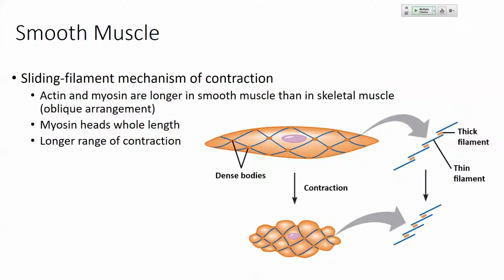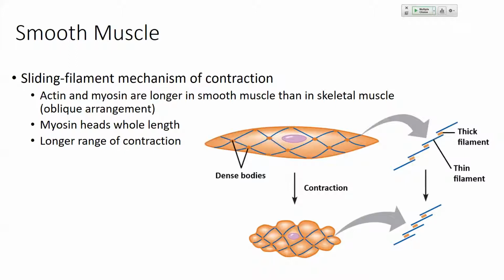Now some differences between the sliding filament in skeletal muscle and smooth muscle. In smooth muscle, the myosin head has to move across the entire length of the thin filament. And so what happens when these two filaments slide past each other is the thick filament slides to the opposite end of the thin filament. And so we have this crumpling of the cell.